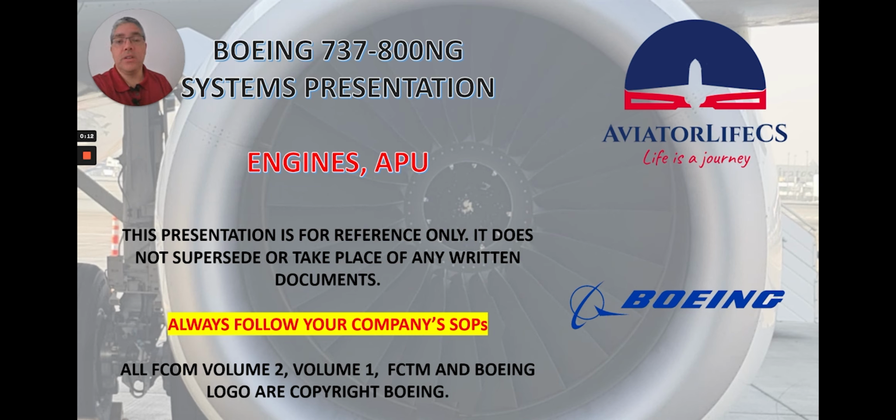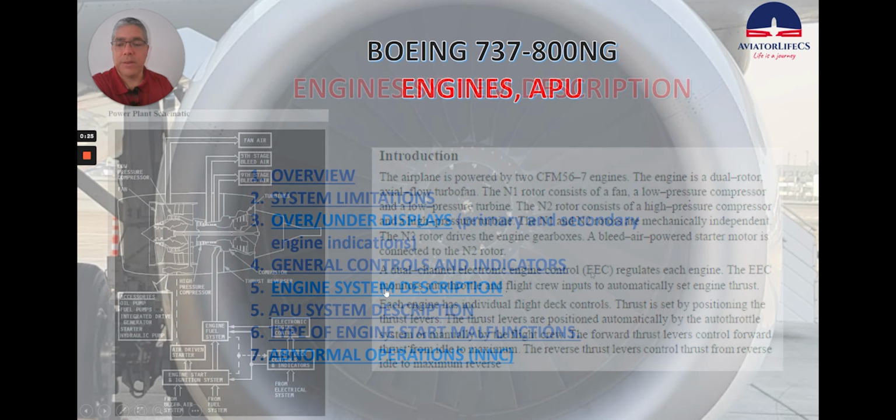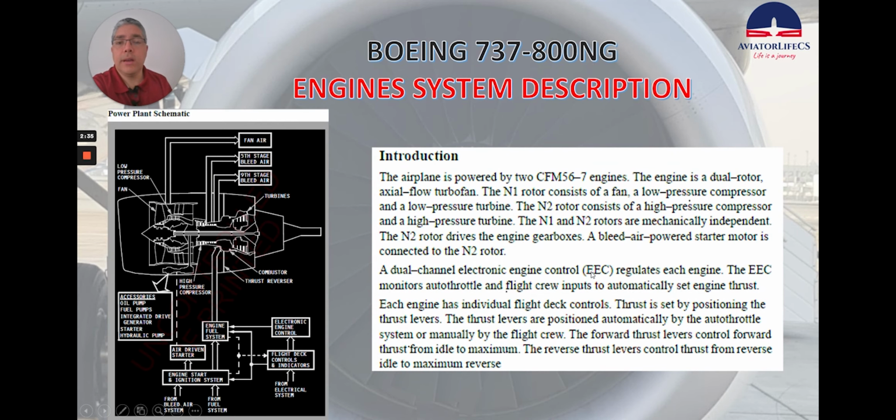Today we are going to continue reviewing the engines and APU system on the Boeing 737-800NG, and this is part 3 of this system. Today we'll be talking about engine system description. Let's review again an introduction about the engines we have in the 737-800NG.